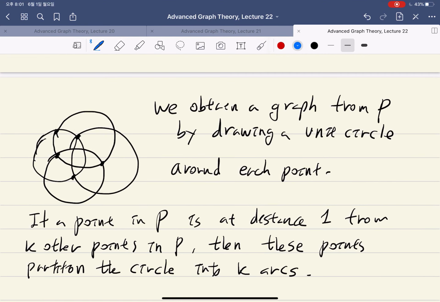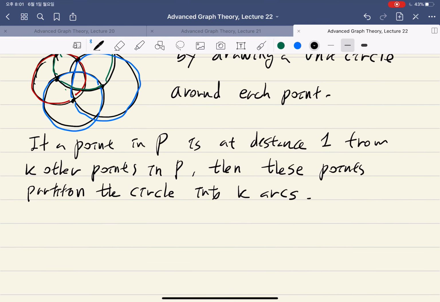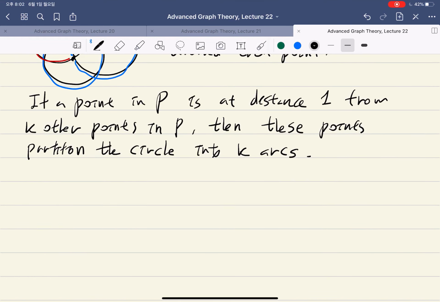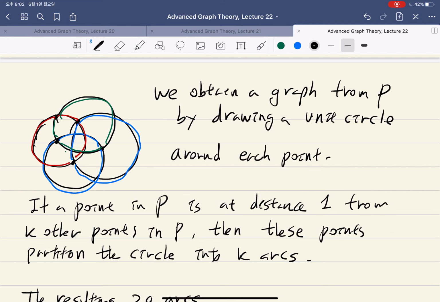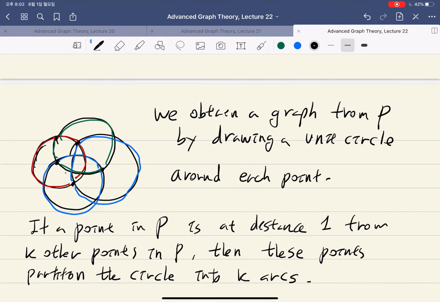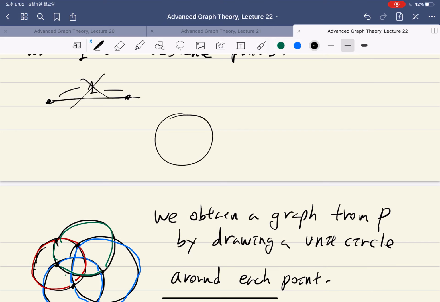meaning that we have this 1 arc, 2 arc, and this one, this two. 1, 2, 3. And 1, 2, 3. So each of them are considered to be edges. The resulting 2Q arcs. So by our assumption, every circle contains at least one other vertex.